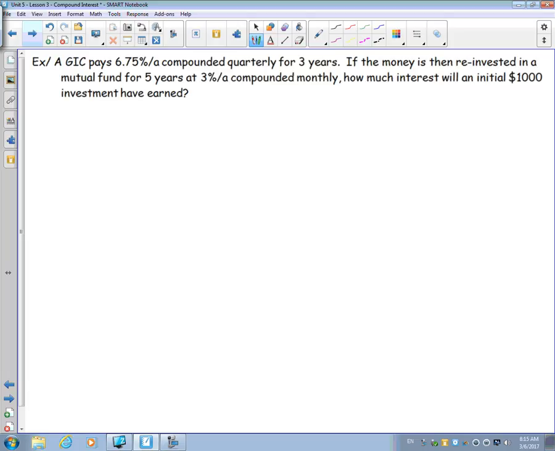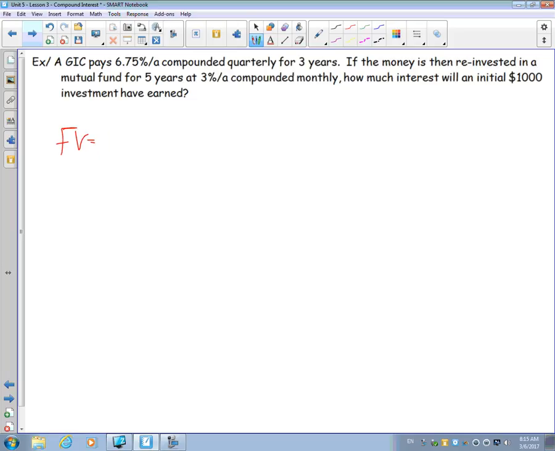Try the third one. A GIC, it just means a guaranteed investment certificate. It's a type of investment. Compounded quarterly for 3 years. The money is going to be then reinvested in a mutual fund, another type of investment, for 5 more years at 3%, compounded monthly. How much interest will the initial $1,000 earn? So let's try the first investment.